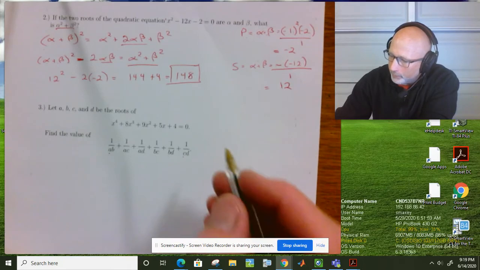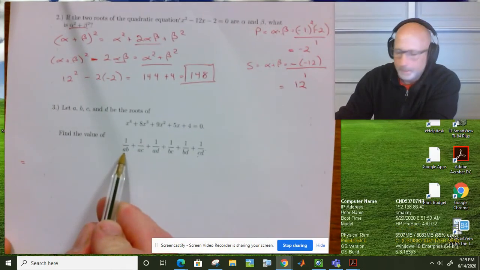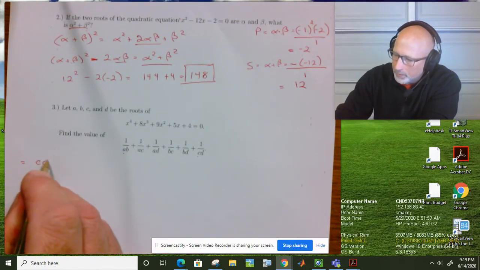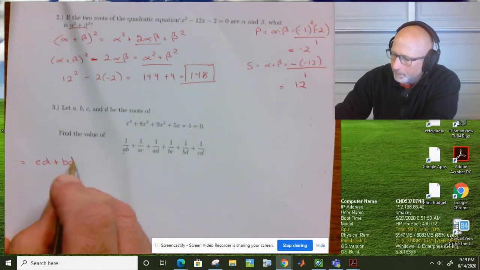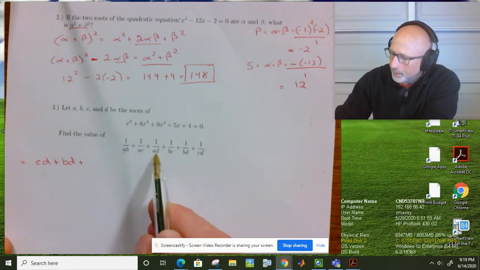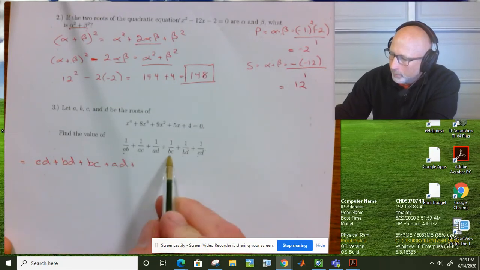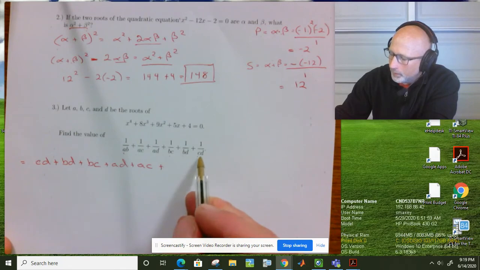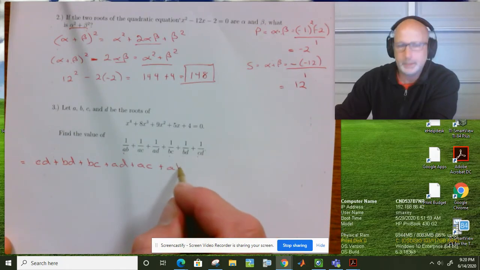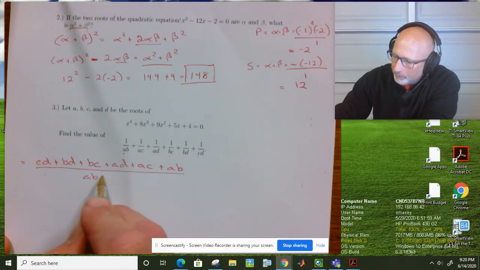So rewriting this, this is missing a C and a D, so this is going to be CD, plus, this is missing a B and a D. This is missing a B and a C. That's missing an A and a D. That's missing an A and a C. And this is missing an A and a B. And this is all going to be over ABCD.